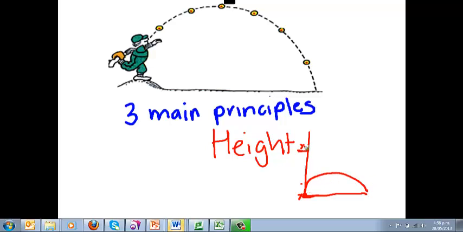If I was to throw it at a higher height off the ground, it would have a longer, greater distance to travel before it lands on the ground.